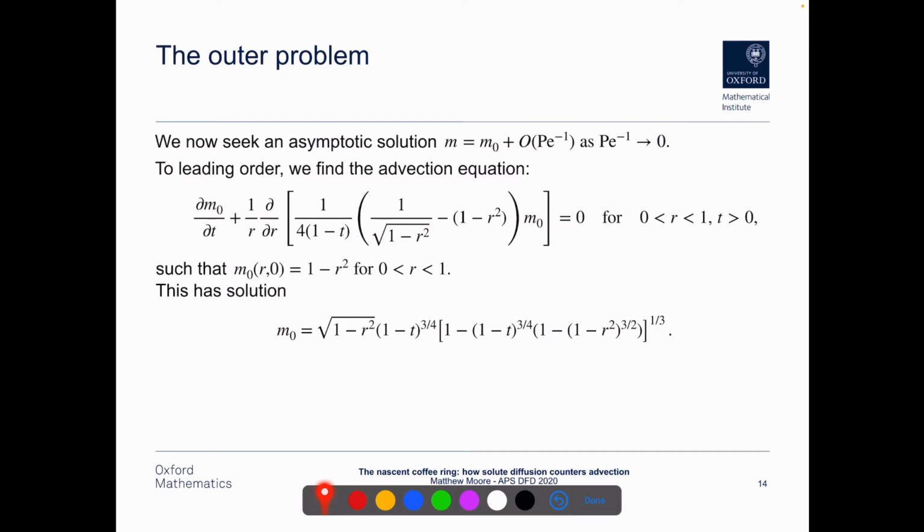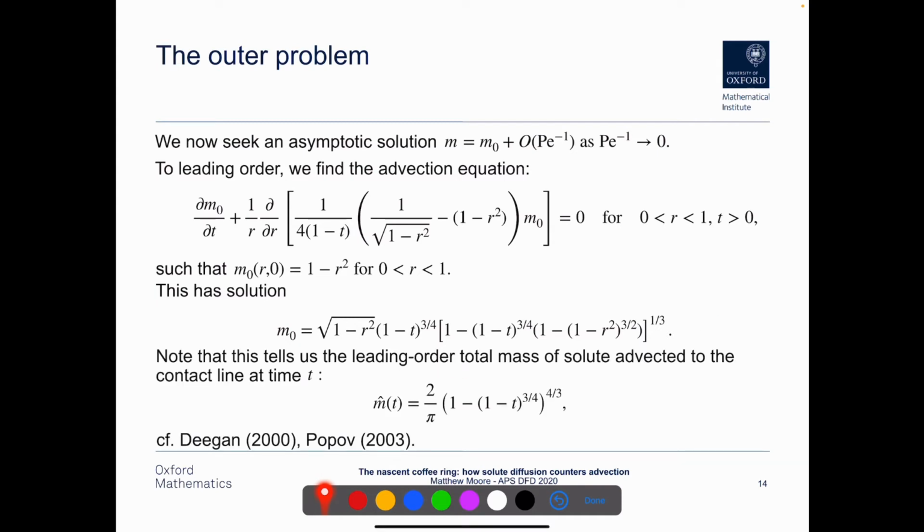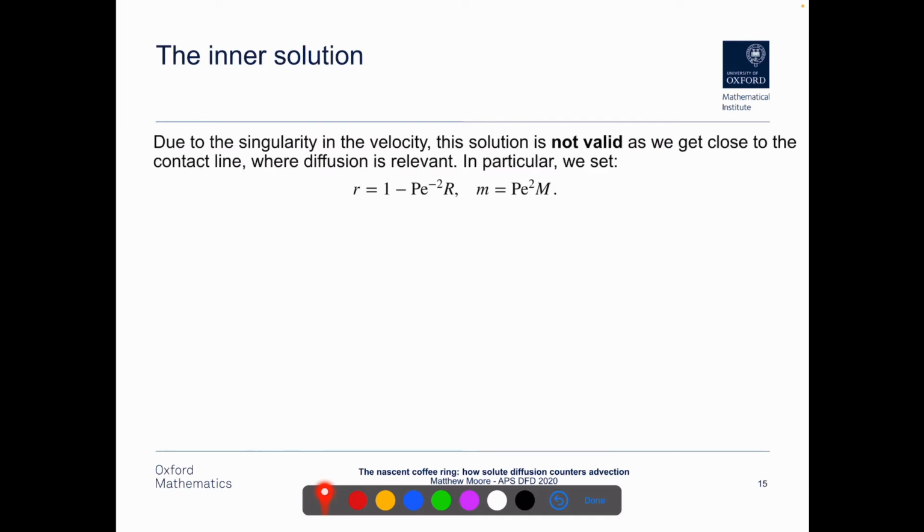And in particular, if you're interested in this thing from the model, you can say that, well, this tells me how much solute is being advected into the contact line as a function of time, which you can get by integrating this times the velocity at the contact line. And you get this expression, which has been derived previously by Deegan and Popov and other authors for these axisymmetric droplet problems. So this is how much mass is getting into the contact line in time t. So I guess the question is, what's happening to that mass in the boundary layer?